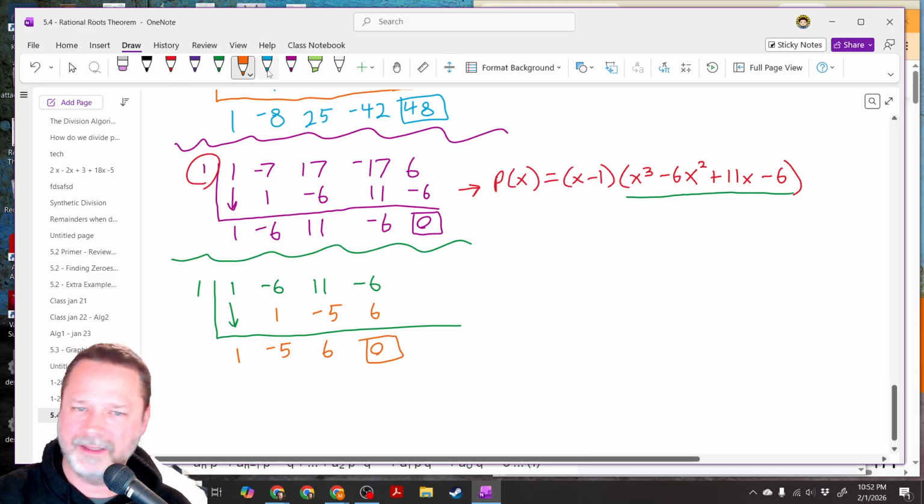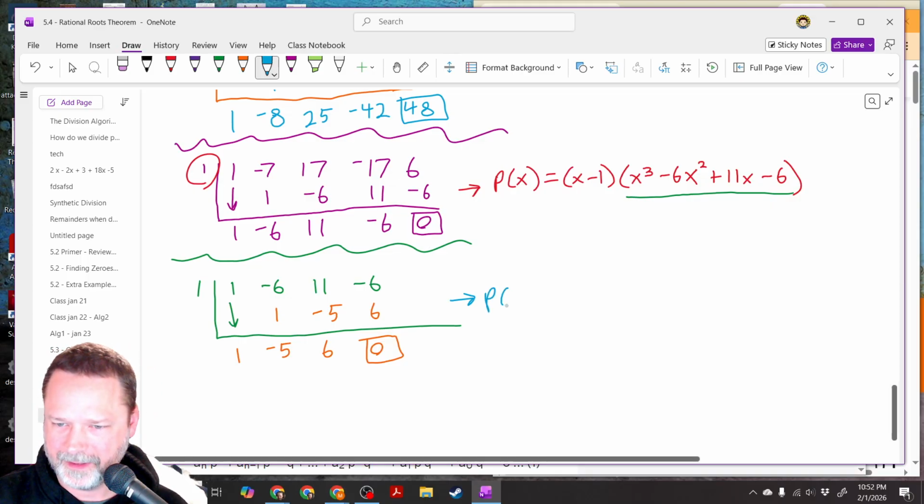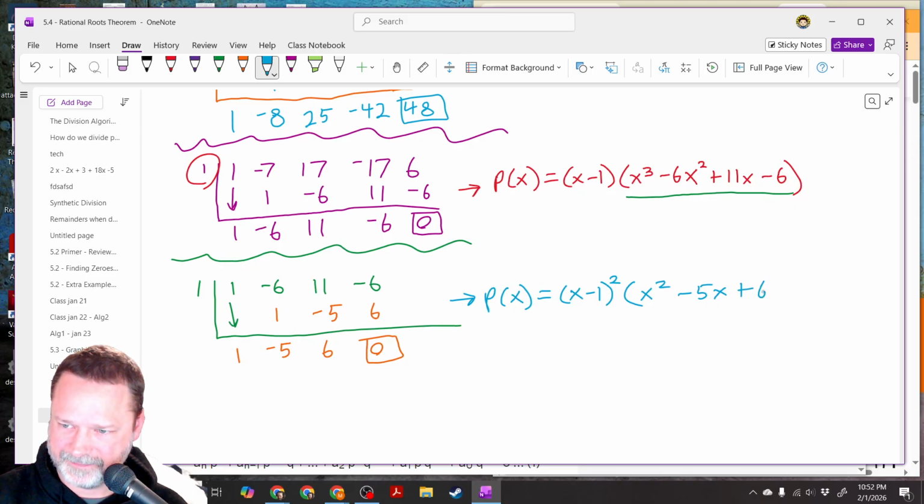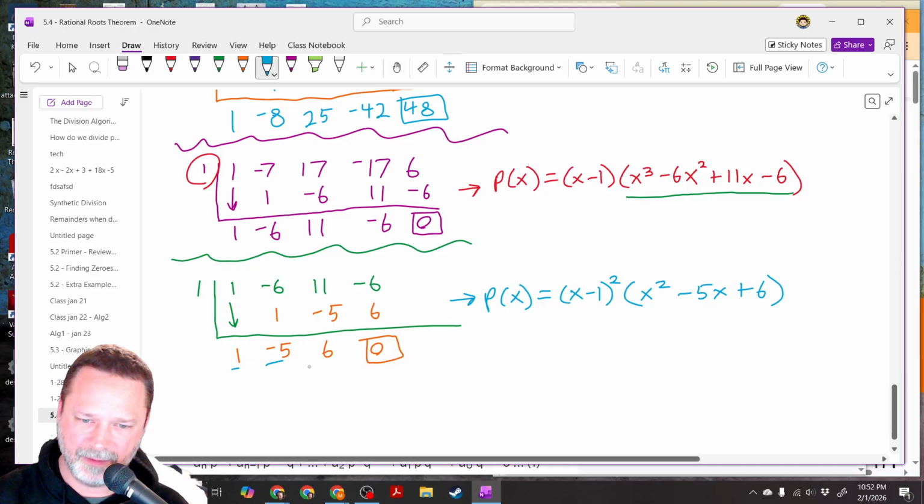Oh, you love to see it. It's almost like I have worked this out before and know exactly what's going to happen. All right. So anyway, p of x equals, so now I'll factor out an x minus 1 again. I'll just write x minus 1 squared times, well, we divided x cubed by x minus 1, so now I got x squared. So it's x squared minus 5x plus 6. There we go, just taking these coefficients here, throwing them right here.